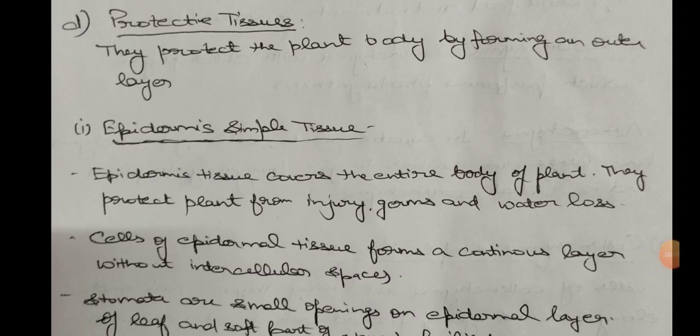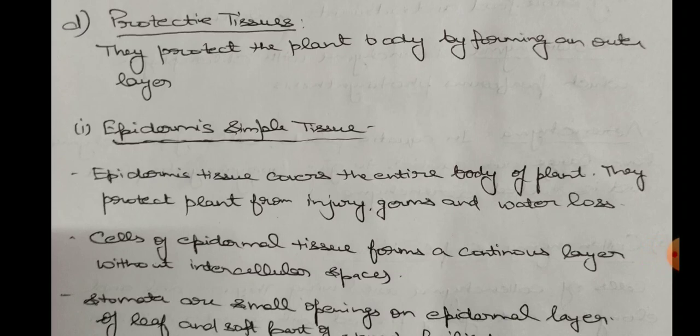In the first video of the tissues chapter, we discussed the definition of the tissue. Then we started discussing plant tissues. According to the flow chart that we discussed, plant tissue has two types, meristematic and permanent. Meristematic was divided into three types: apical meristem, lateral meristem and intercalary meristem.